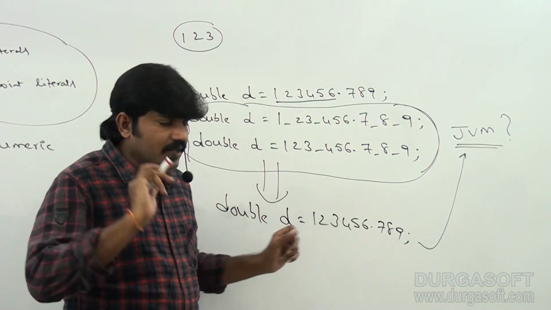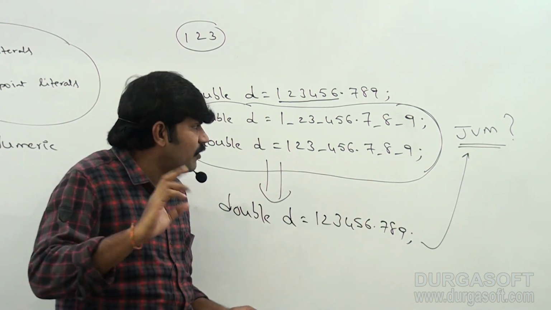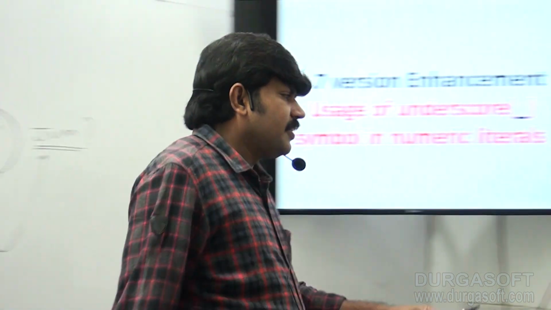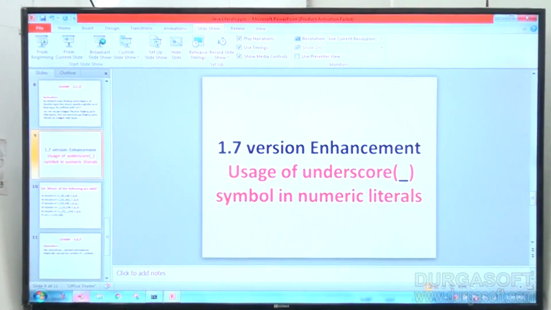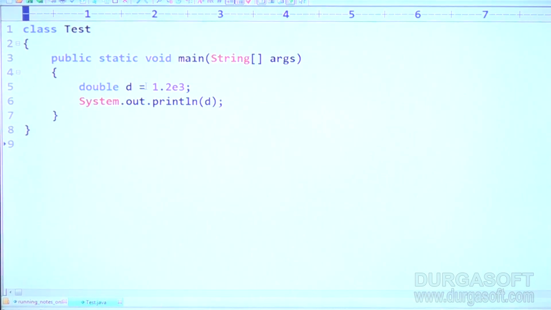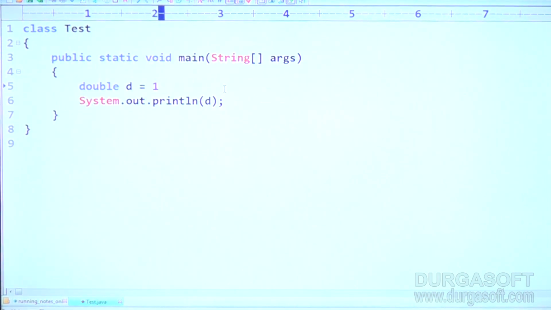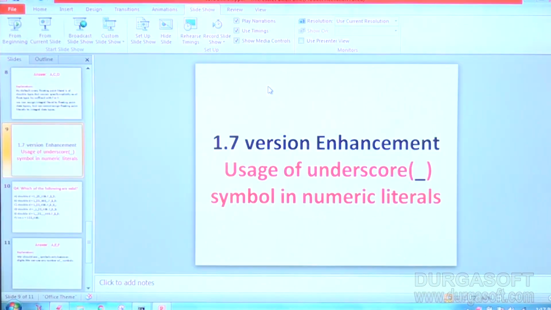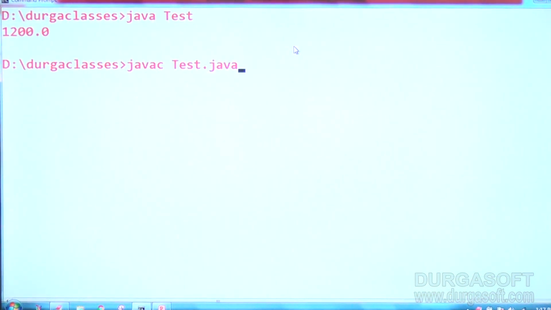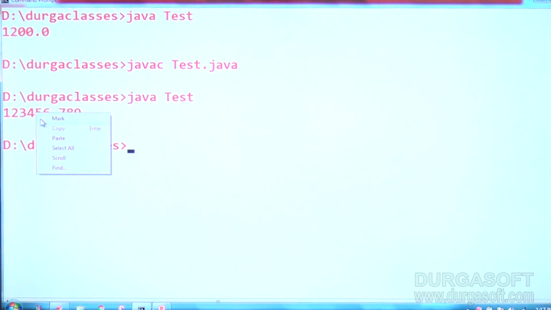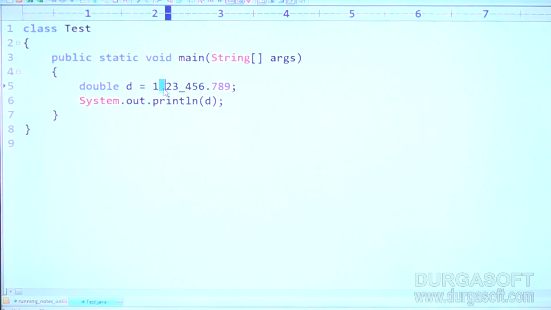Clear, right? Okay, now let me show that this really happens. Observe carefully, have a look at my code. Here, double d is equal to 1_23_456.789, I'm taking. Have you observed? System.out.println of d. What is the answer we are going to get? Yes, observe, perfectly valid. The answer is 123456.789 only. Now, sir, let me remove this one.